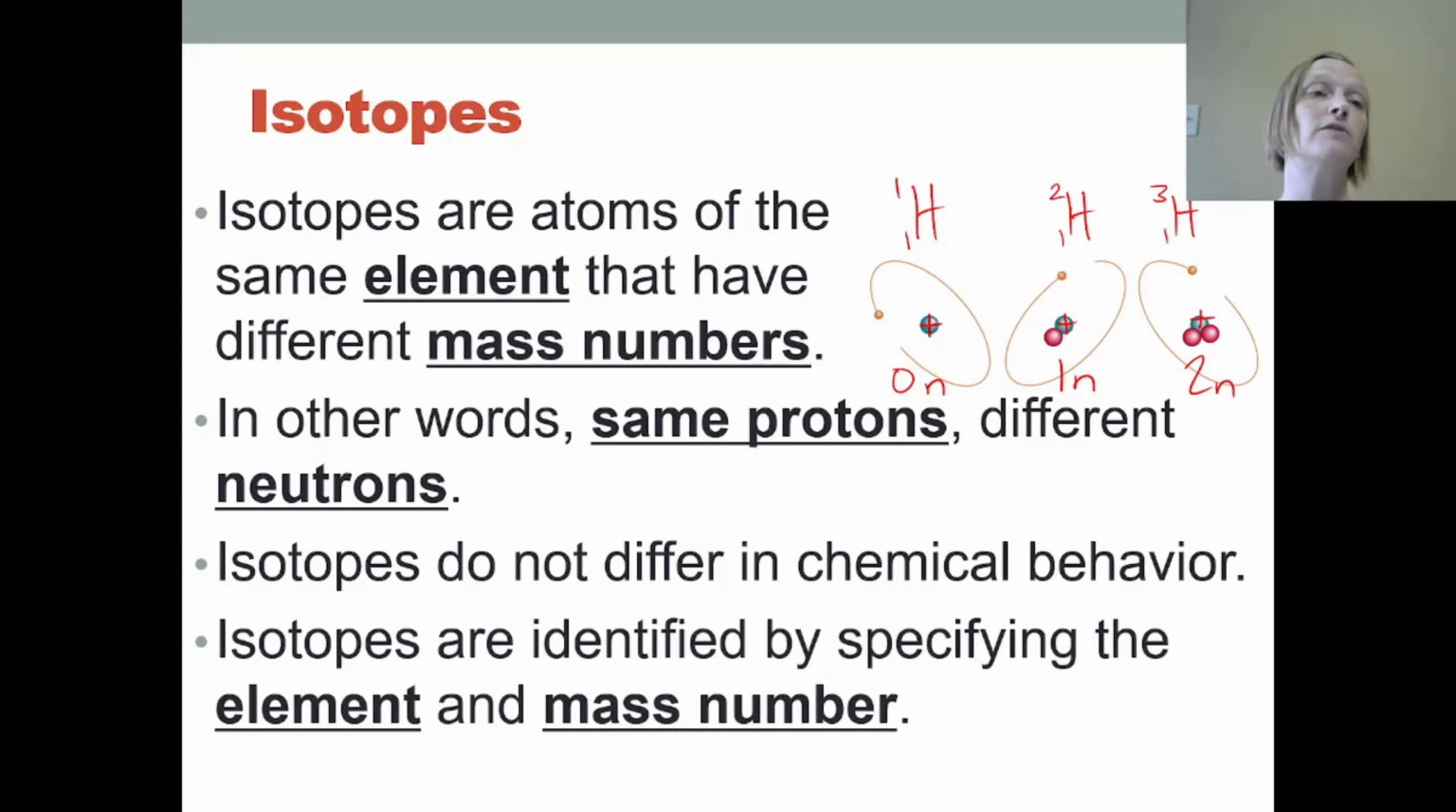But they do behave differently in nuclear reactions. Some are more radioactive than others. So it's important to be able to specify isotopes. And we're going to identify isotopes by saying what element it is and by giving the mass number. Kind of like I did here. I gave you the symbol to tell me that I was talking about hydrogen. And I gave the mass number to show that there was a difference in these three different types of hydrogen. So let's learn how to do two different types of isotope notation.